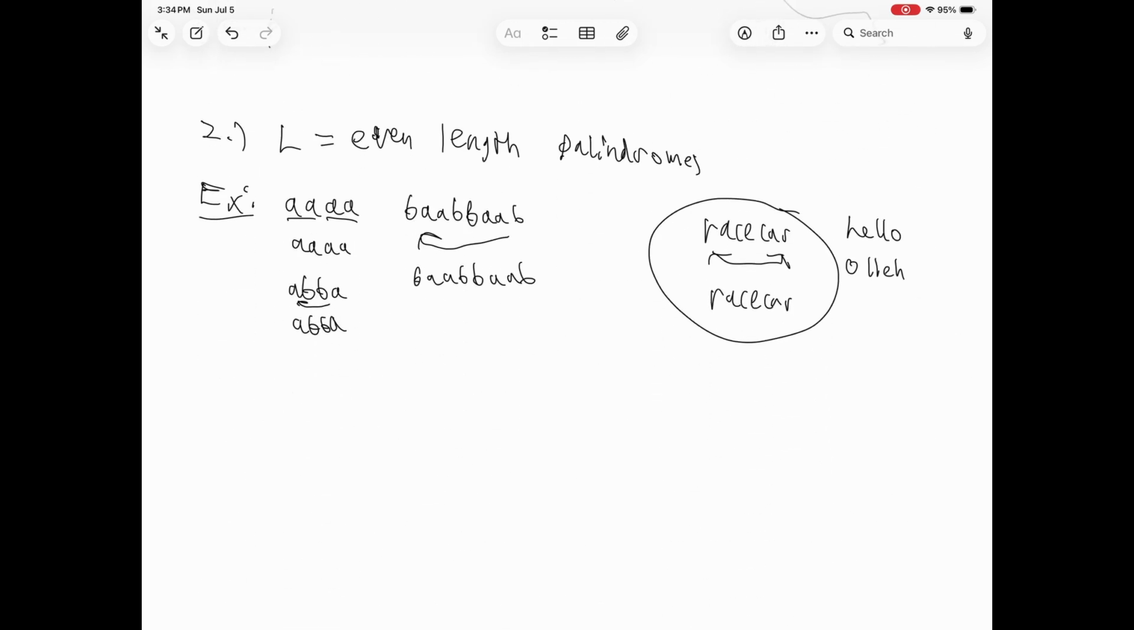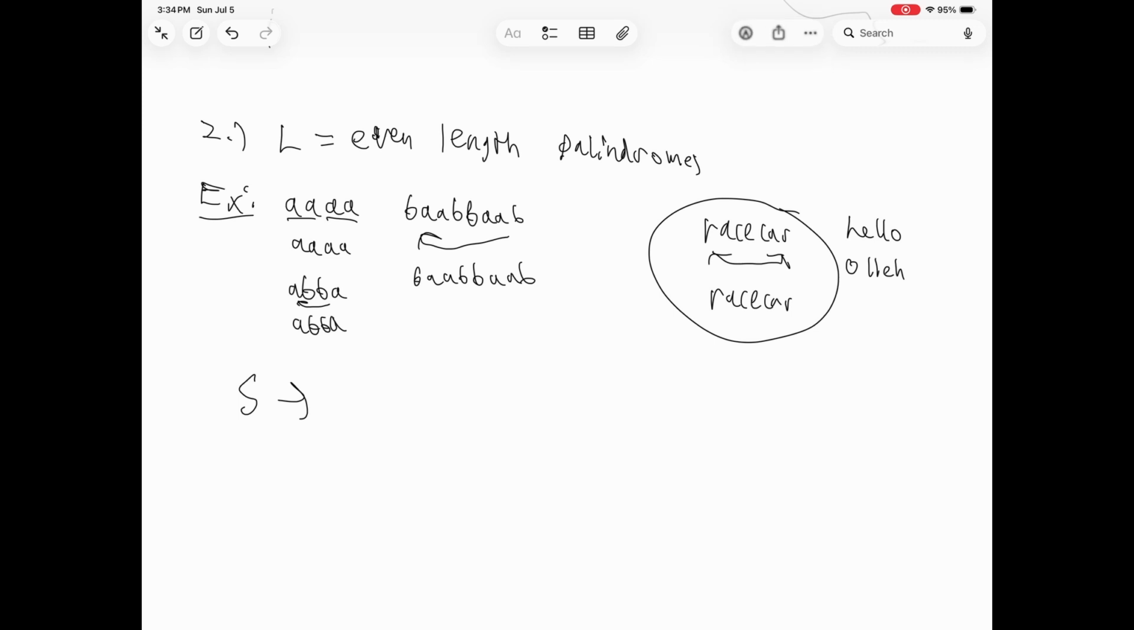In this example, there could be any number of A's on the left, any number of B's or A's on the right, and we need to keep that in mind. The only rule that balances it all together is that the number of A's on the right is equal to the number of A's on the left, and the number of B's on the left is equal to the number of B's on the right.